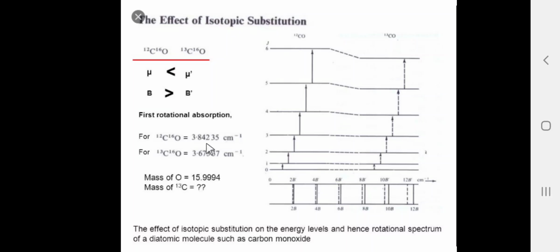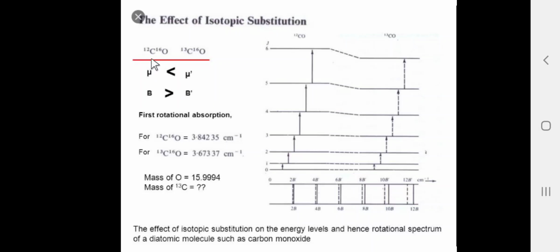So, here this is the spacing between the two lines. This is the regular carbon monoxide where carbon 12 is used. These are the rotational energy levels, and these are the transitions. This is the first transition 0 to 1, this is 1 to 2, 2 to 3, 3 to 4, 4 to 5 and 5 to 6. So, these lines are observed at 2B, 4B, 6B, 8B, 10B, 12B and so on.